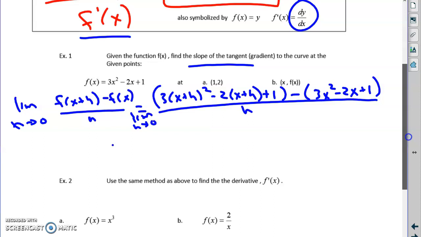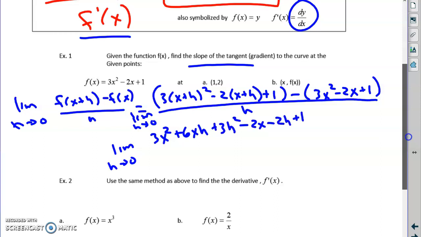We got to do a little bit of cleaning up. We don't have a lot of time to do it, so let's be efficient. We know what x plus h squared is. We're going to distribute through the 3. x squared times 3 is 3x squared. 2xh times 3 is plus 6xh. h squared times 3 is plus 3h squared. Let's distribute through the negative 2. Negative 2x, negative 2h plus 1. Let's distribute through the negative. Negative 3x squared plus 2x minus 1 all over h.